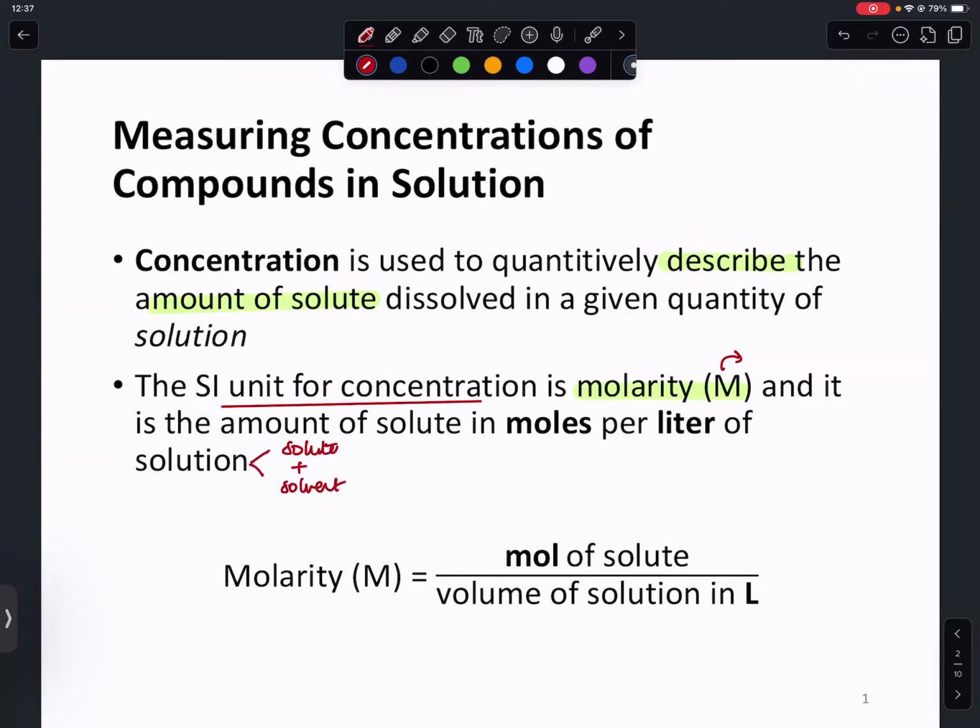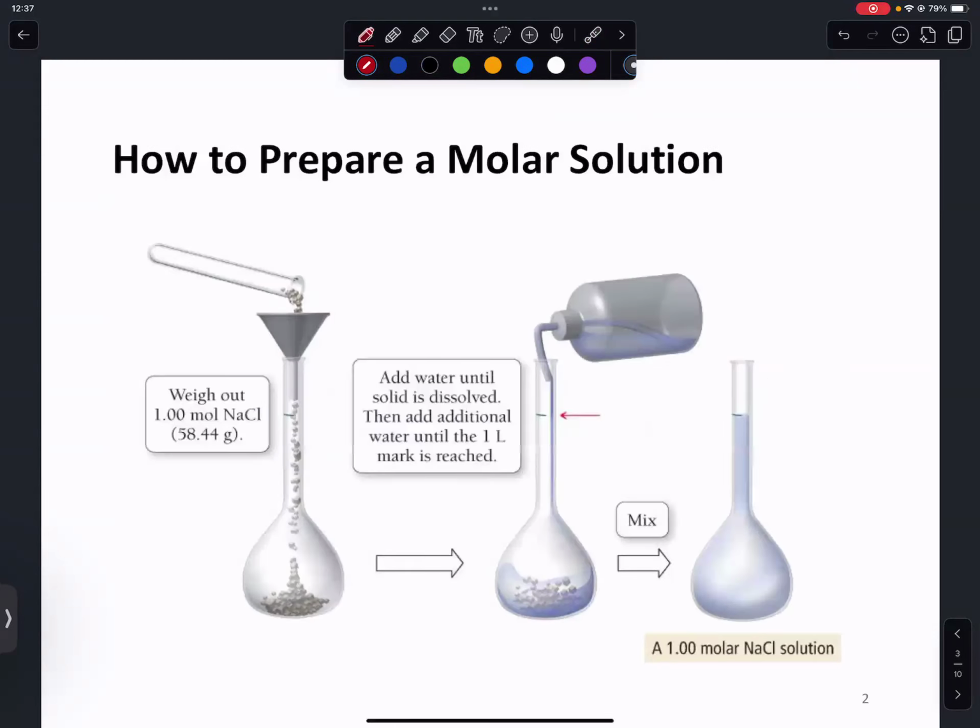Molarity is also very useful because it's one of the popular units. You have hopefully seen it or will see it in Chem Lab. With that being said, let's see how we can prepare a molar solution. For example, this is how to prepare a 1.00 molar sodium chloride solution.